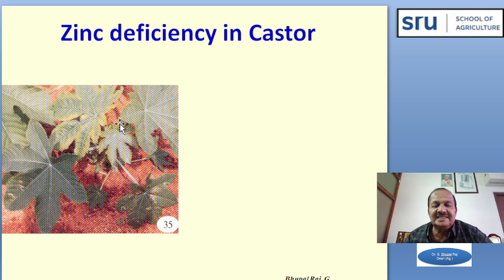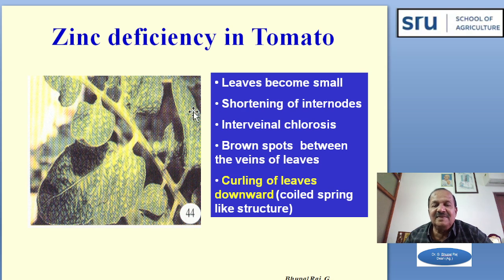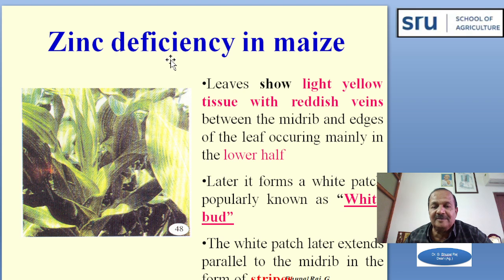This is again castor losing the green color, yellowing, and in younger leaves it is a common symptom. And tomato also, leaves will become smaller, and internodes will become shortened, and interveinal chlorosis, yellowing. Another symptom peculiar in tomato is curling of the leaves downward. The leaves will be curling downwards, not upwards. Curling downwards is the main symptom for zinc deficiency in tomato.